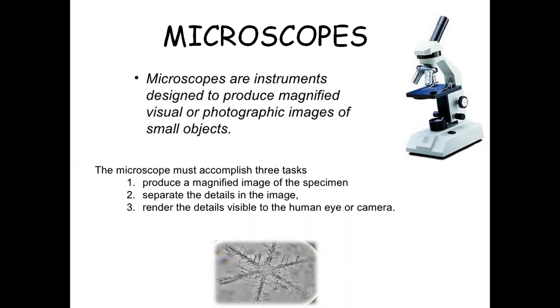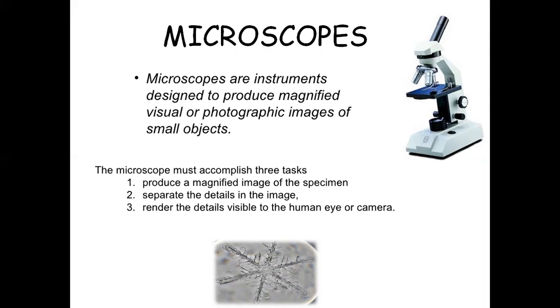So the microscope must accomplish three tasks. First one, produce a magnified image of the specimen. Second, separate the details in the image. And third one is to render the details visible to the human eye or camera. So these are the three basic tasks which are accomplished by the microscope.